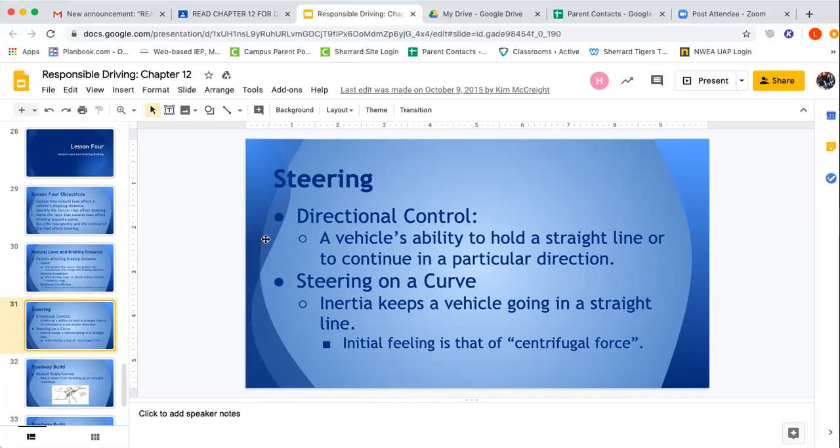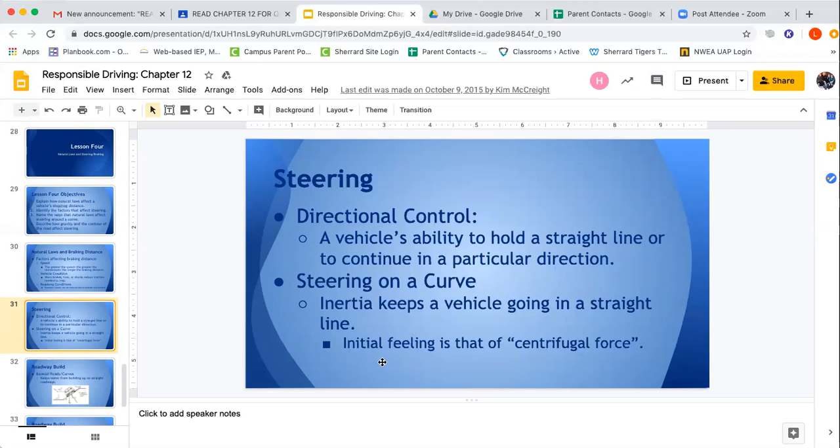Directional control: a vehicle's ability to hold a straight line or to continue in a particular direction. So your directional control, in your steering, is how well you're able to maintain a straight line. Your steering on a curve, inertia keeps a vehicle going in a straight line, right? So you have to be able to change the direction of the steering wheel in order to meet the needs of getting around a curve.